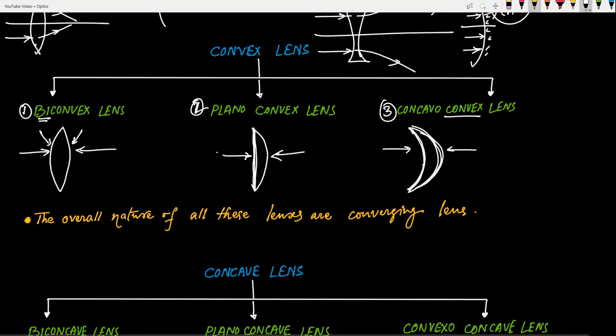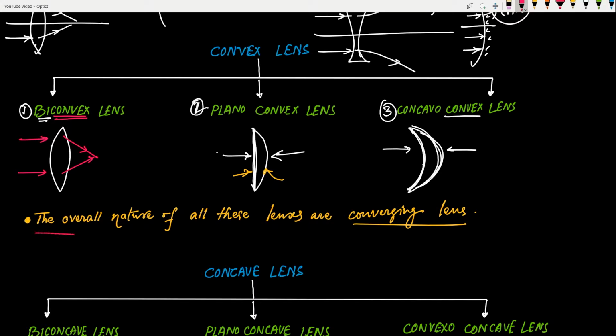The thing that you need to remember is that these combinations of surfaces will ultimately give us a converging lens. That means if we allow rays of light to come and hit here, let me pick another color, let me rub this off. So if light comes and hits here, then after refraction it will bend towards a certain point, because this is a convex lens. Therefore we can say the overall nature of all of these lenses is converging.